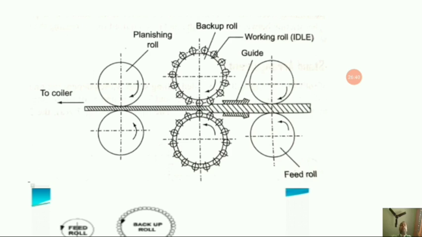So it is general practice to maintain tension in the strip between the strands in the interest of keeping it flat, and also to control the thickness closely. This also helps in reducing the roll separating force as well.